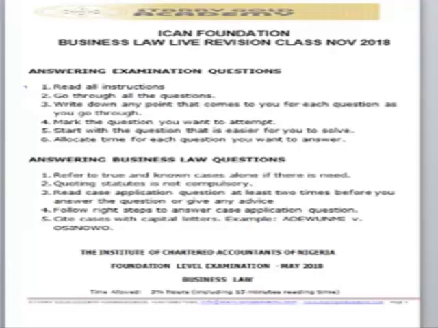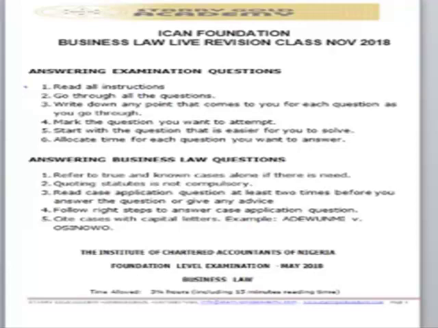Number two is to go through all the questions. After reading the instructions, go through all the questions and check them, so that in the process of checking, you will be able to decide the ones you are to answer. You have to go through them so that you know the one you want to do. That is the second thing you need to do.